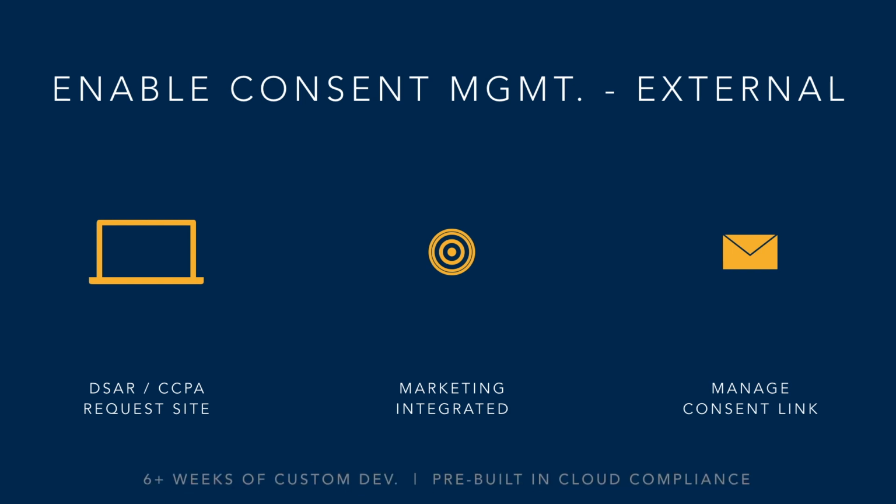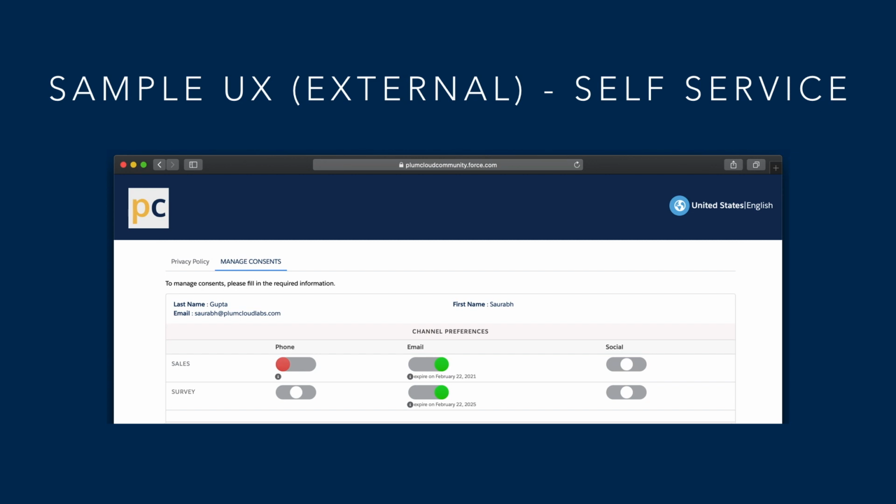Depending on how complex this is, it could be 6 weeks or more of custom development. We offer this functionality pre-built in cloud compliance, so our customers can enable a self-service site and they can also integrate with marketing and send out a managed consent link. Here is an example of how that looks like. This is the web page that a customer gets when they click a link in an email. They can manage their consent here, they can read the privacy policy, etc. This is also responsive, so you can manage and maintain your consent on a mobile page as well.